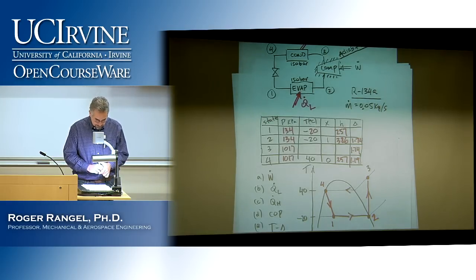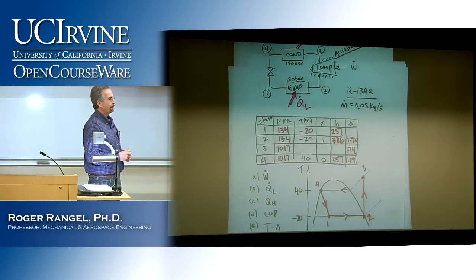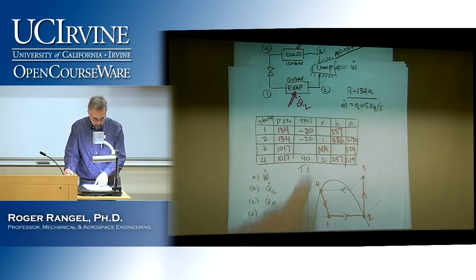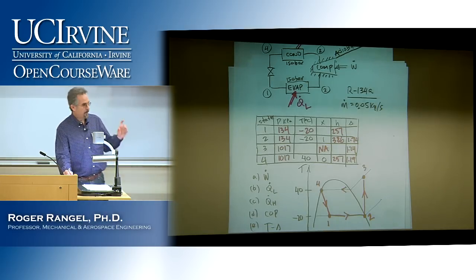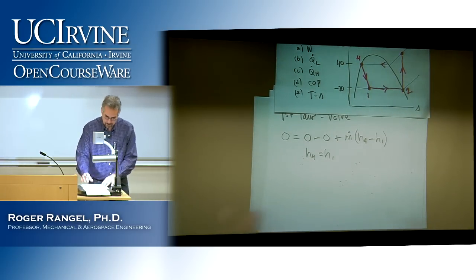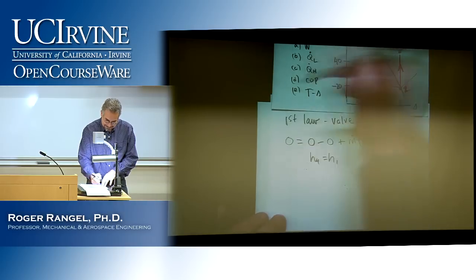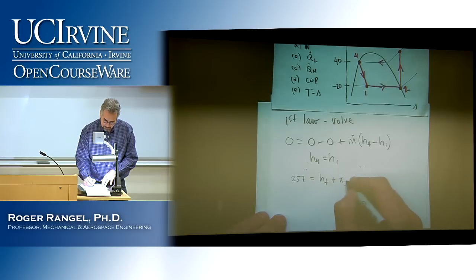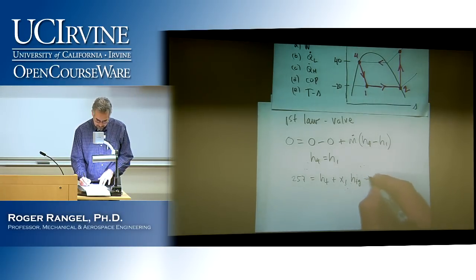All right. Then, what about the quality at 3? What's the quality at 3? You know that from the first exam. Not applicable. And the quality at 1, I'll have to find. How do I find the quality at 1? From the quality equation. I know H1 is equal to H4, which is 257. So 257 is equal to the HF that I'll read in the table, plus X1 HFG. Those come from the table. So from here, I get the quality at 1.